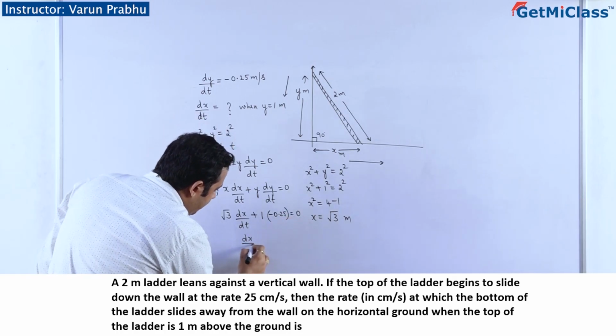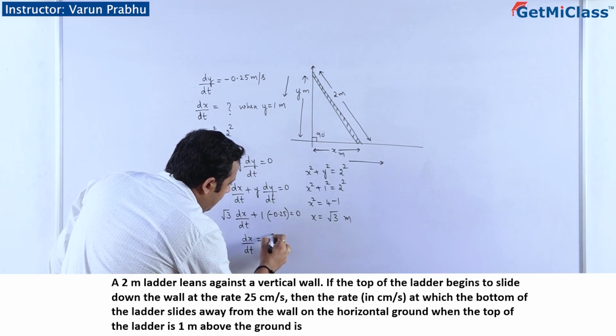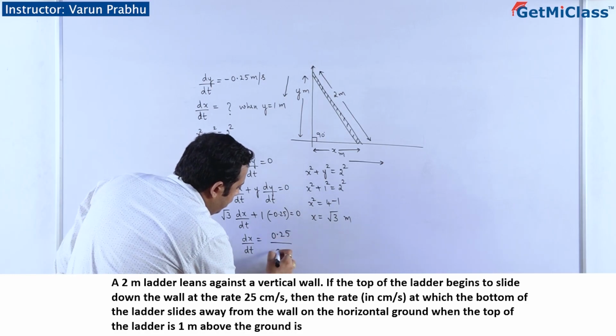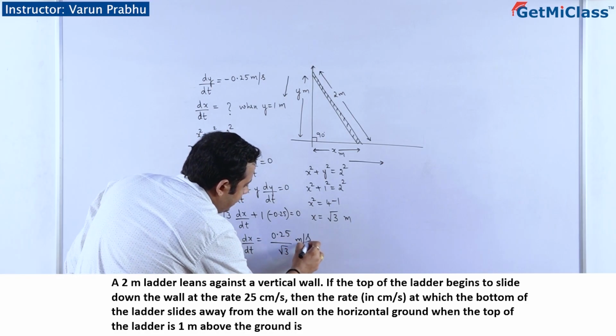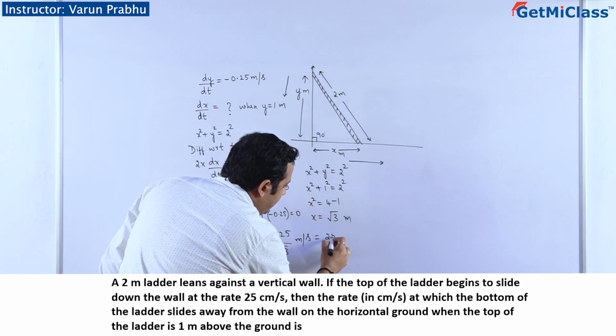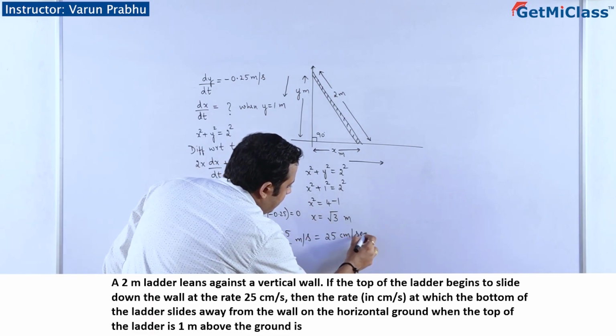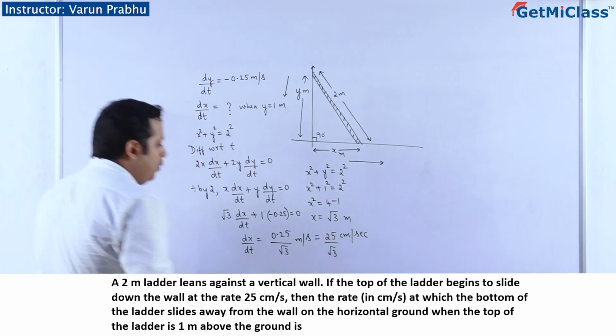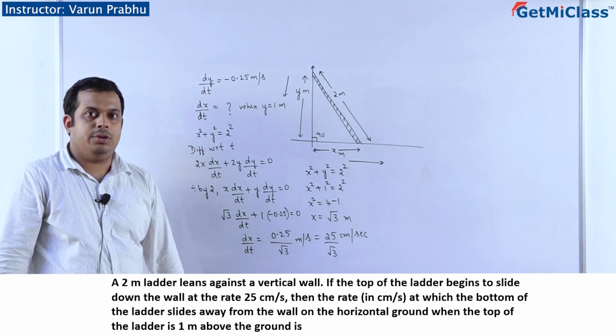So dx divided by dt is equal to 0.25 divided by root 3 meter per second. Which can be written in the form of 25 centimeter per second by root 3. Okay, 25 by root 3 centimeter per second. This is the answer to the question. Very easy.